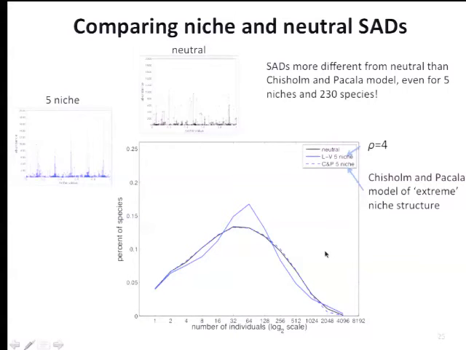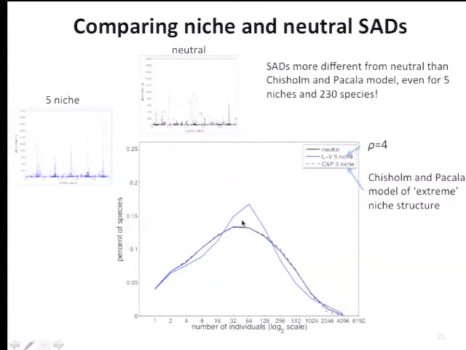So in looking at this model, we focus on species abundance distribution patterns for a Barro Colorado Island-like community, so one with about 22,000 individuals and about 225 species in the neutral case. That's the same thing that Chisholm and Pacala did in their model, and we compared to what they found. When Chisholm and Pacala just put in five niches, the dashed line is what they find for the species abundance distribution. Again, this is just species versus logarithmically scaled abundance classes. And they find basically no differences between niche and neutral.